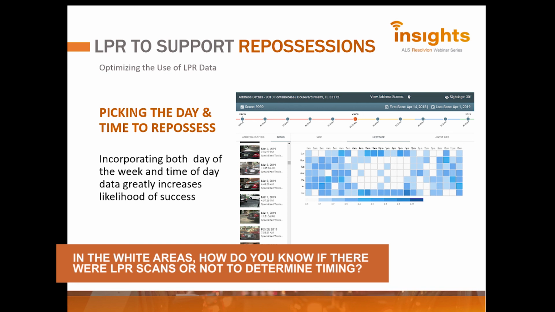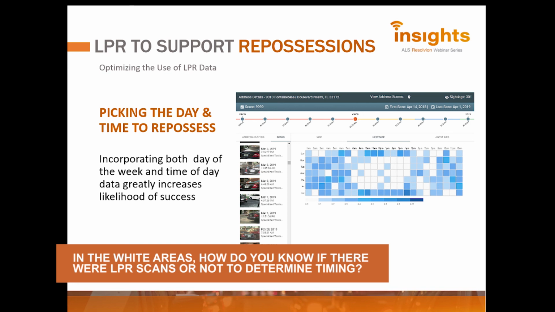Yeah, so we do provide in the address scoring layout information, which is a different screen from the heat map, we provide the visits as well. So you can actually see over the last 30, 60, 90, all the way up to 180 plus days, how many times the cameras have actually been by that particular address.